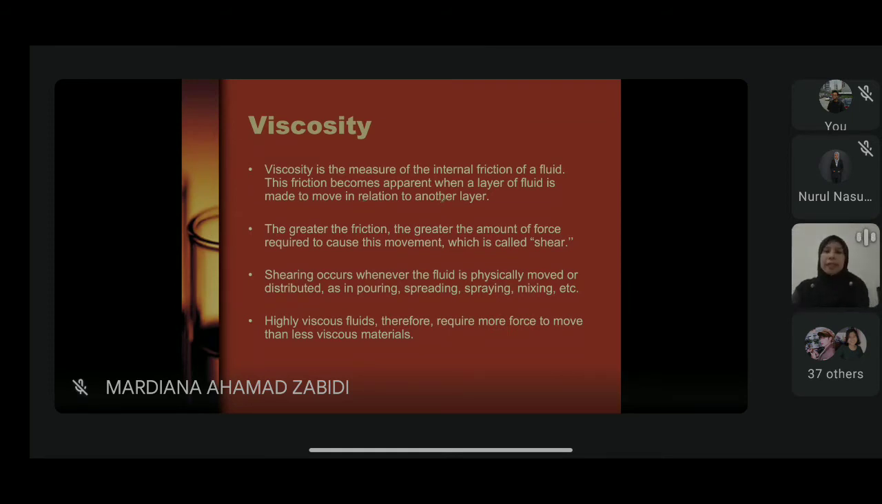Okay, the greater the friction, the greater the amount of force required to cause this movement, which is known as shear. The greater the friction tu maksudnya if let's say the viscosity of your product is thick, okay, viscous, so you require more force in order for the spindle to rotate. Okay. Sama juga macam when you are mixing batter untuk nak buat biskut raya ke apa ke, when it is thin, kalau keadaan dia tak viscous, it is easy for you to mix. Okay, you don't need a high force to mix that particular mixture.